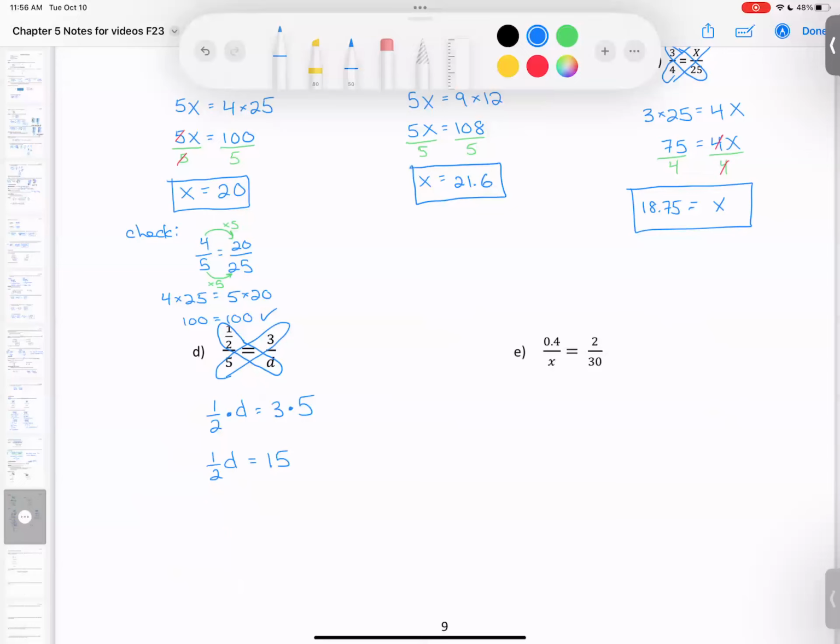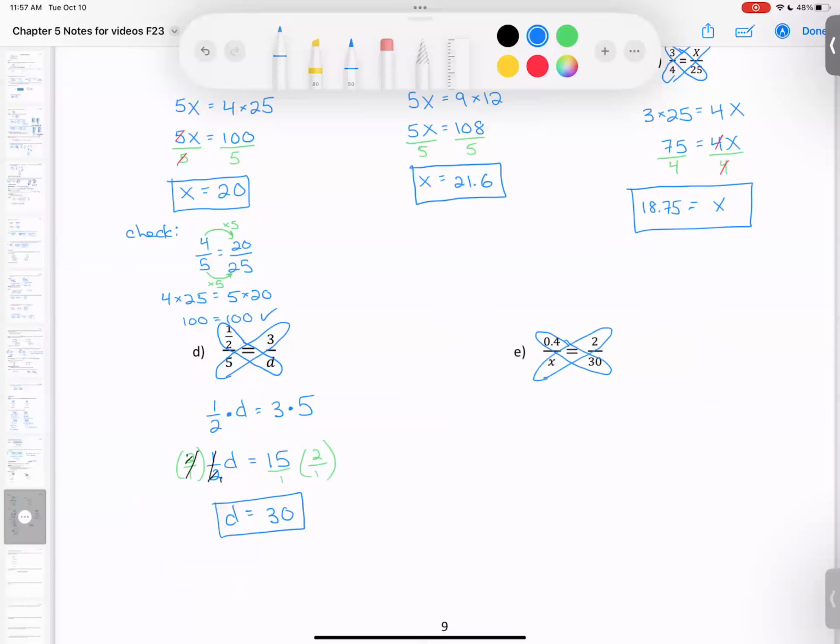Now I know what half a d is, but I want to know what a full d is. So this is a case now we've got a fraction out in front of that variable. So we want to multiply by its reciprocal. So I'm going to multiply by 2 over 1, or 2. Remember, this 15 is really 15 over 1. So then on the left-hand side, these are going to become 1s. So I'm going to be left with 1d, or just a plain d. So d equals 15 times 2, which is 30. Okay, now we've got a decimal.